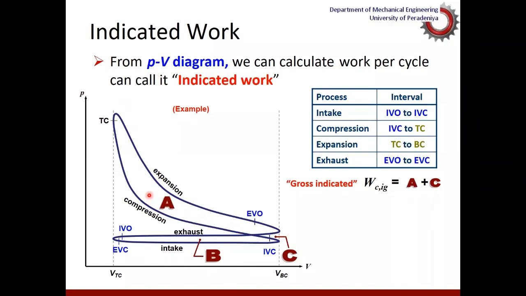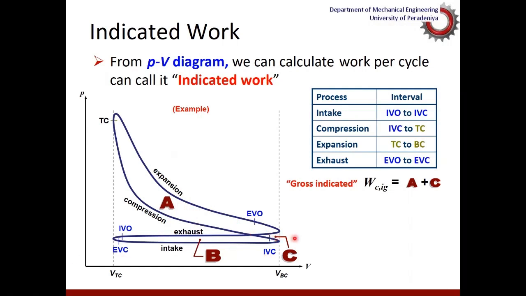through the combustion process. The difference between the area under this curve and this curve, respectively, with reference to the volume axis gives us this area A plus C. That is, of course, the gross indicated work that you can take out from an engine. So if you subtract the area under the compression curve from the area under this expansion curve with respect to the volume axis, then the area that you get is A plus C. So that A plus C area is called the gross indicated work.